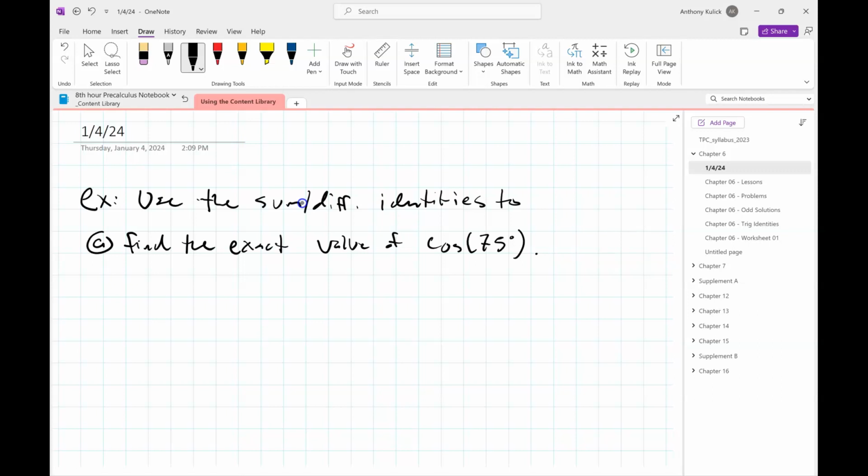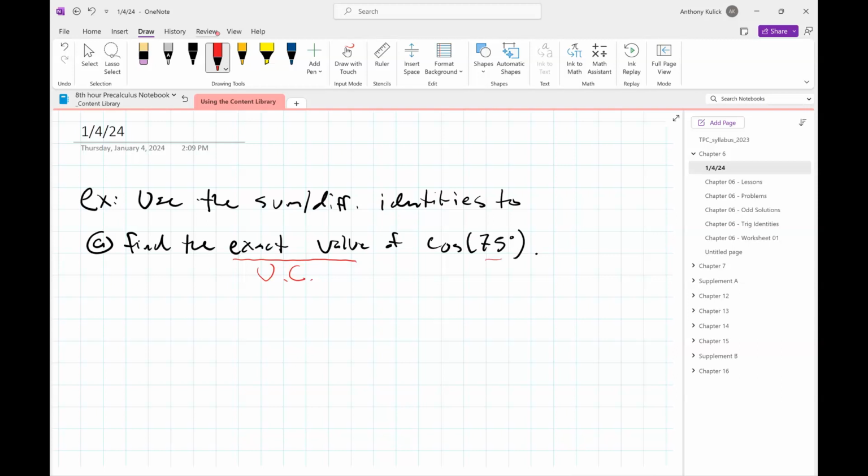So I would ask you to do something like use the sum or difference identities to find the exact value of something like cosine 75. Now, when I ask you to find the exact value of a trig function, what tool does that mean that we're going to have to be using? The unit circle. The calculator will not help you because it will be giving you a decimal, which is rounded, which is not what we're going to be looking for.